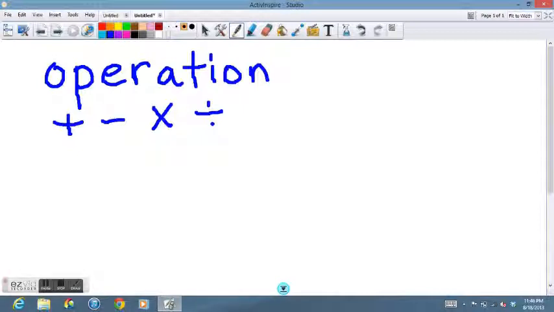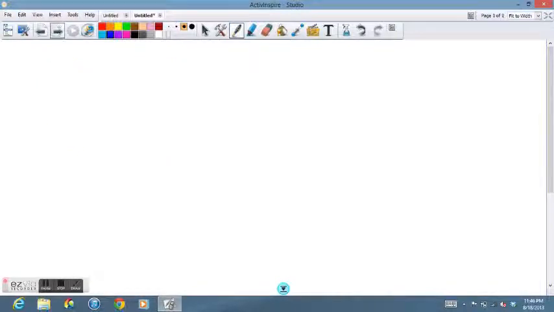Now, what we're going to do is take a few minutes to review some things that have to do with operating on numbers. In particular, we're going to be looking at some strategies you can use to make doing operations on numbers a little easier. So let's talk about, first of all, multiplication. Let's say you're multiplying 200 times 120.